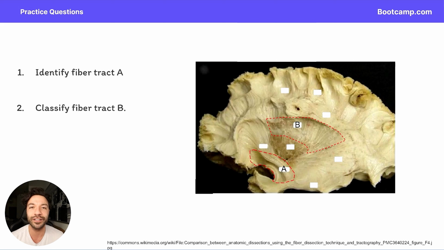So now we're going to take a look at some practice problems to get you ready for those bell ringers. In this first question, question 1, identify fiber tract A, which is over here, and then classify fiber tract B. If you want, you can pause it and take a crack at it. I'm just going to go ahead and answer it.